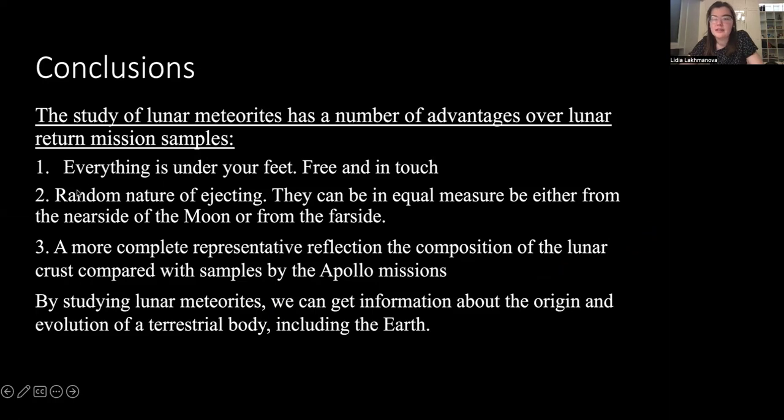The second point is the random nature of ejecting. It means that they can be in equal measure either from the near side of the moon or from the far side. The third is a more complete, representative reflection of the composition of the lunar crust compared with samples by the Apollo missions. And by studying lunar meteorites, we can get information about the origin and evolution of a terrestrial body, including our planet Earth.